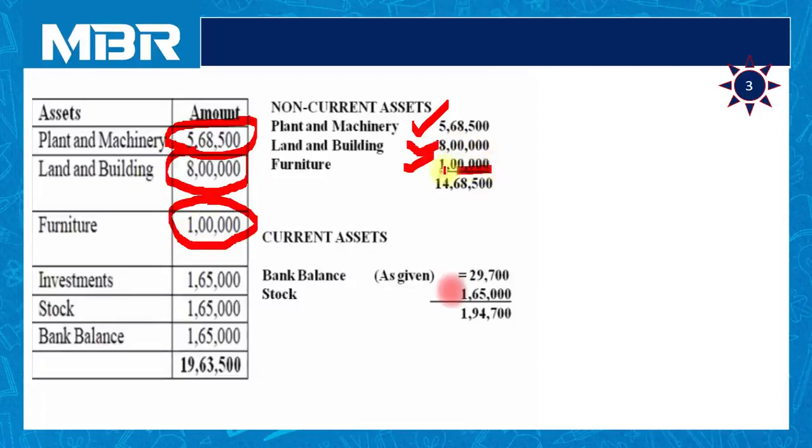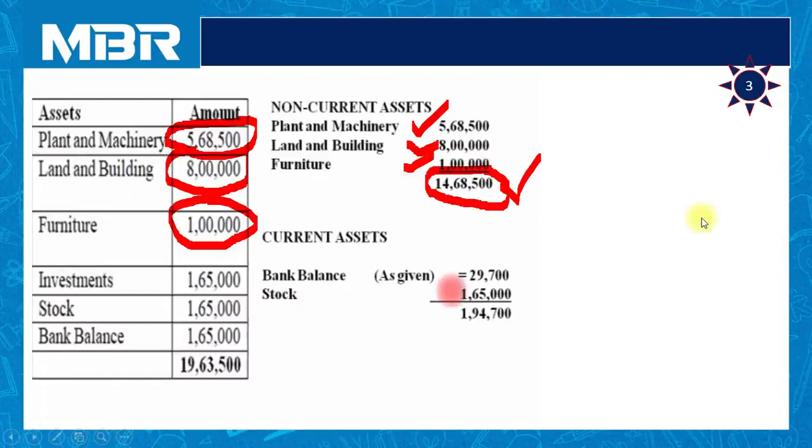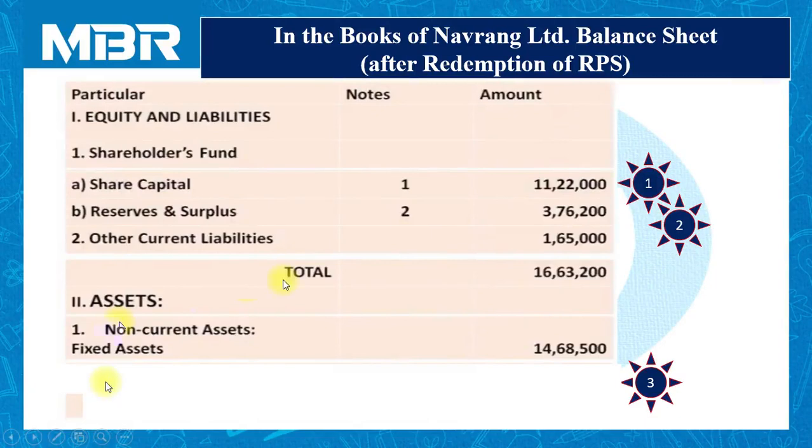So in this way, we can calculate the amount of total fixed asset, or say non-current asset. It is rupees 14,68,500. We have to present these 14,68,500 on the asset side of the balance sheet under the title of non-current asset, say fixed asset. It is very much simple. We can prepare this calculation without preparation of any kind of notes, simply with the help of calculators.